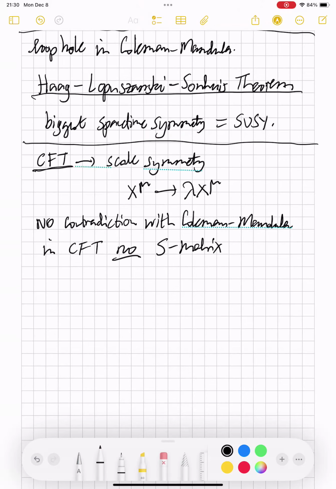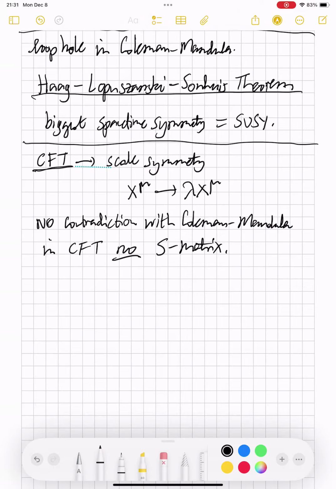When you try to define an S matrix in CFT, you get all sorts of infrared divergences that happen at very, very low energies. They basically happen because in a CFT, you must be dealing with massless particles. If your particles have a mass, that sets a scale. So CFTs are always theories of massless particles, and for that reason, there is no S matrix.